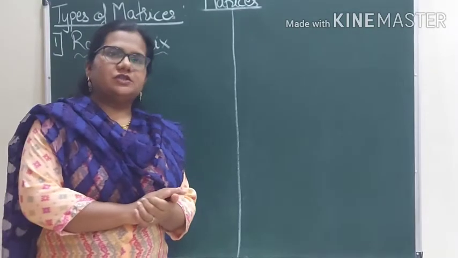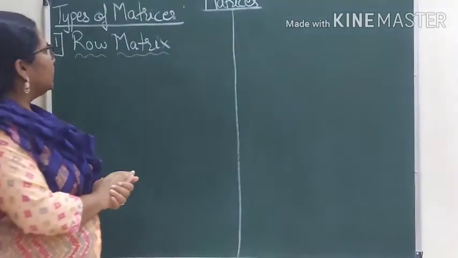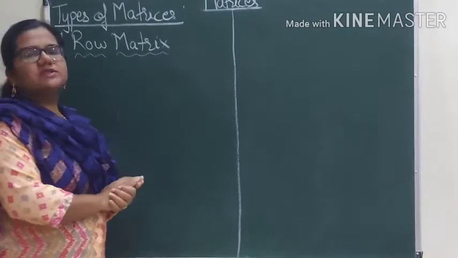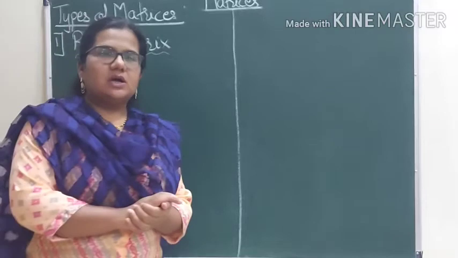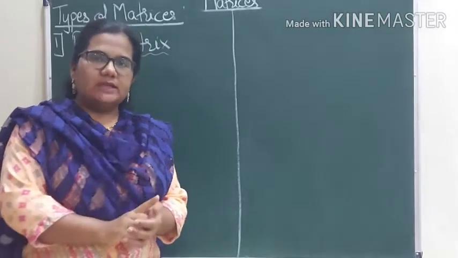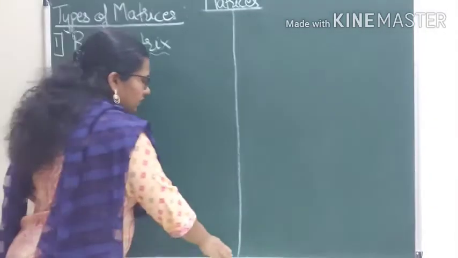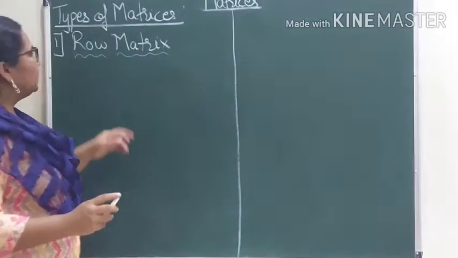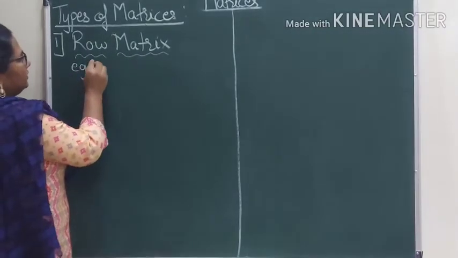Okay, now after the definition of a matrix, let us study the types of matrices. Now in that, the first type we are going to study is a row matrix. Now row matrix means what? A matrix in which there is only one row and a number of columns. Okay, so a matrix which has only one row is called a row matrix. I will take an example here.